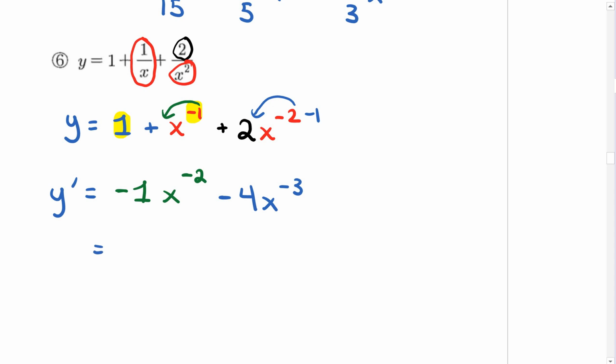Let's go ahead and simplify this. Here's my negative 1 in green divided by, and this part right here will go on the denominator as just an x squared. And then I have my minus 4, and then this part right here, that can really go on the denominator as just x cubed. So negative 1 over x squared minus 4 over x cubed is the final answer.